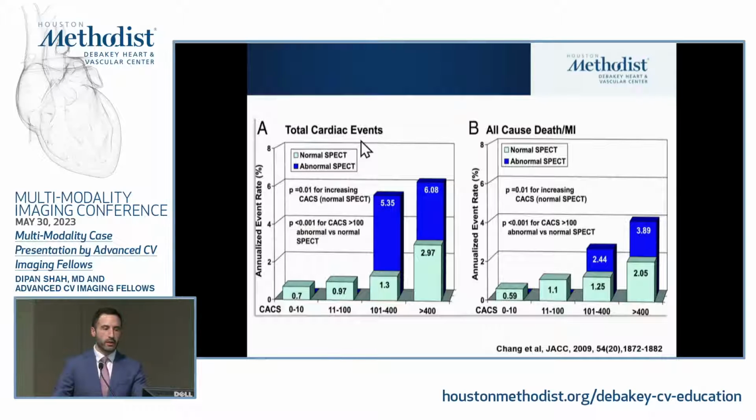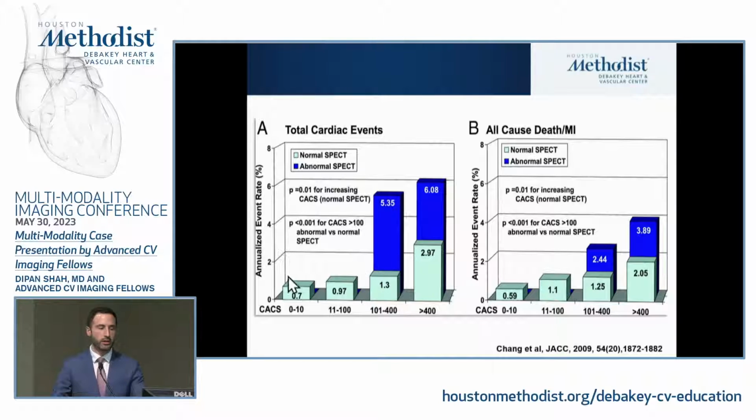Now looking at the incident outcomes in this group, clearly you can see with higher calcium score, the risk of events goes up, and this is whether or not you have a normal or abnormal perfusion. Now clearly if you have an abnormal perfusion and your calcium score is more than 400, your event rate is really high, 6%, and this is annualized per year. But even in the subset with normal perfusion, quote-unquote normal perfusion, it's about 3%, and we commonly quote this in our calcium score reports. It's a 3% risk of having an event in 1 year.